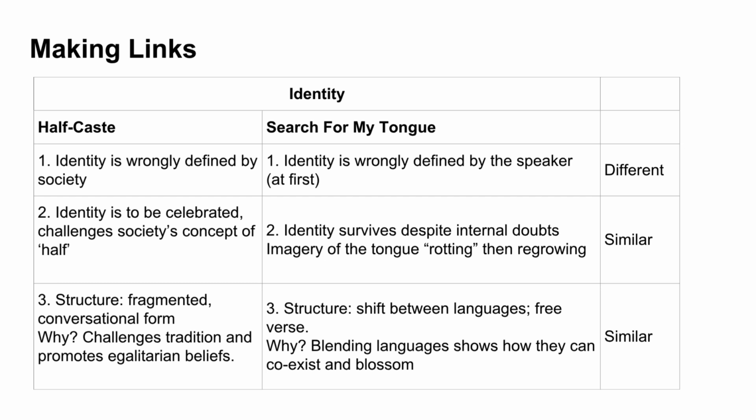So for this, I've added a third column over here. And I would say the main difference really is that in Half Caste, it's society that misdefines who the person is. Whereas in Search for My Tongue, it's the speaker themselves who is worried about the effect of losing their mother tongue and what effect that will have on their identity. So one is kind of external, one is internal, if you like. Good to play with that idea. The other two ideas, I think, are fairly similar. They celebrate identity, and also the structures are fairly irregular in both of them. So there, I've got a rough idea.